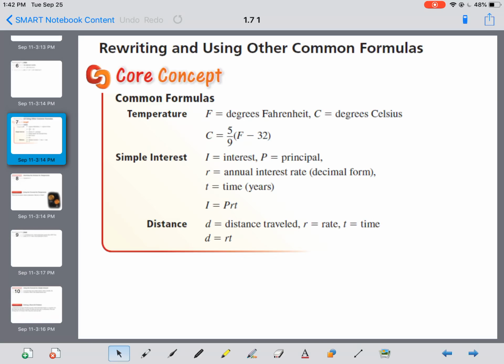And then we can actually change that up and reverse it. If they give us Celsius, we can figure out what Fahrenheit is. Simple interest. I is interest, the big I. Big P is principal. R is the annual interest rate, R for rate. And T is time in years. I equals PRT. I pert is simple interest. And distance, D for distance traveled, R for your rate or your speed, T for time, distance equals RT.